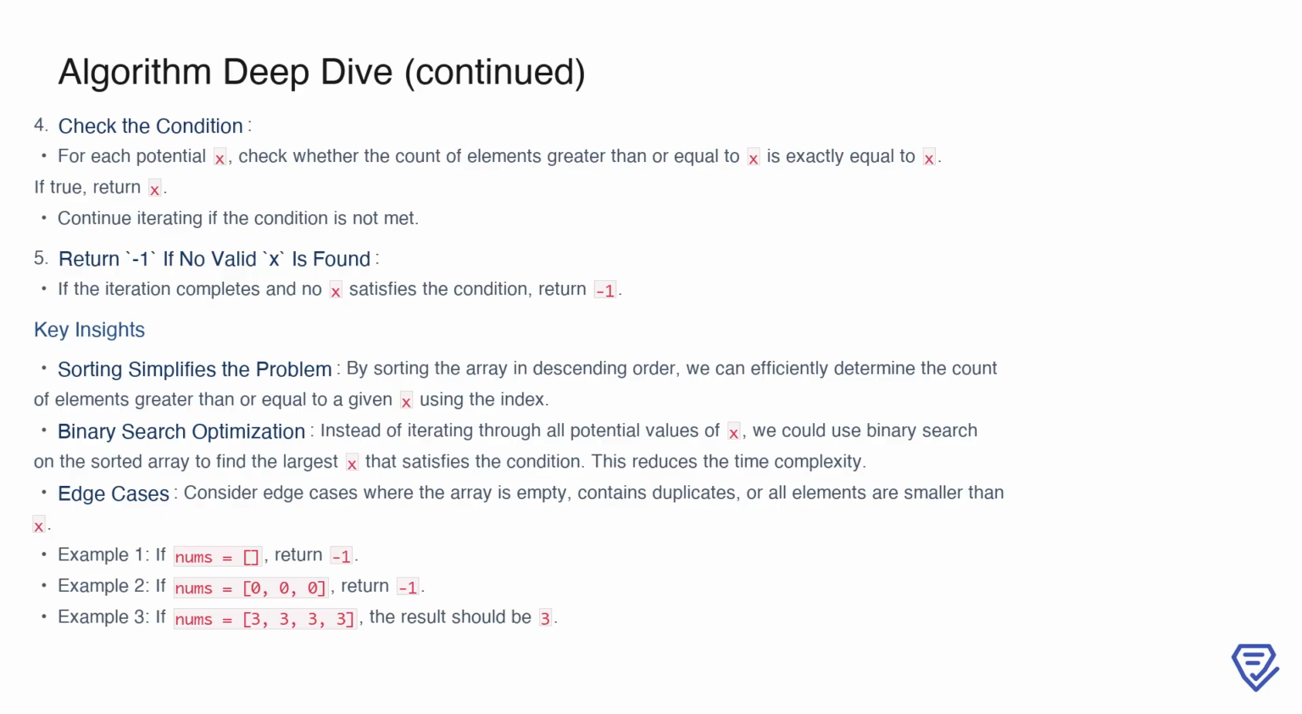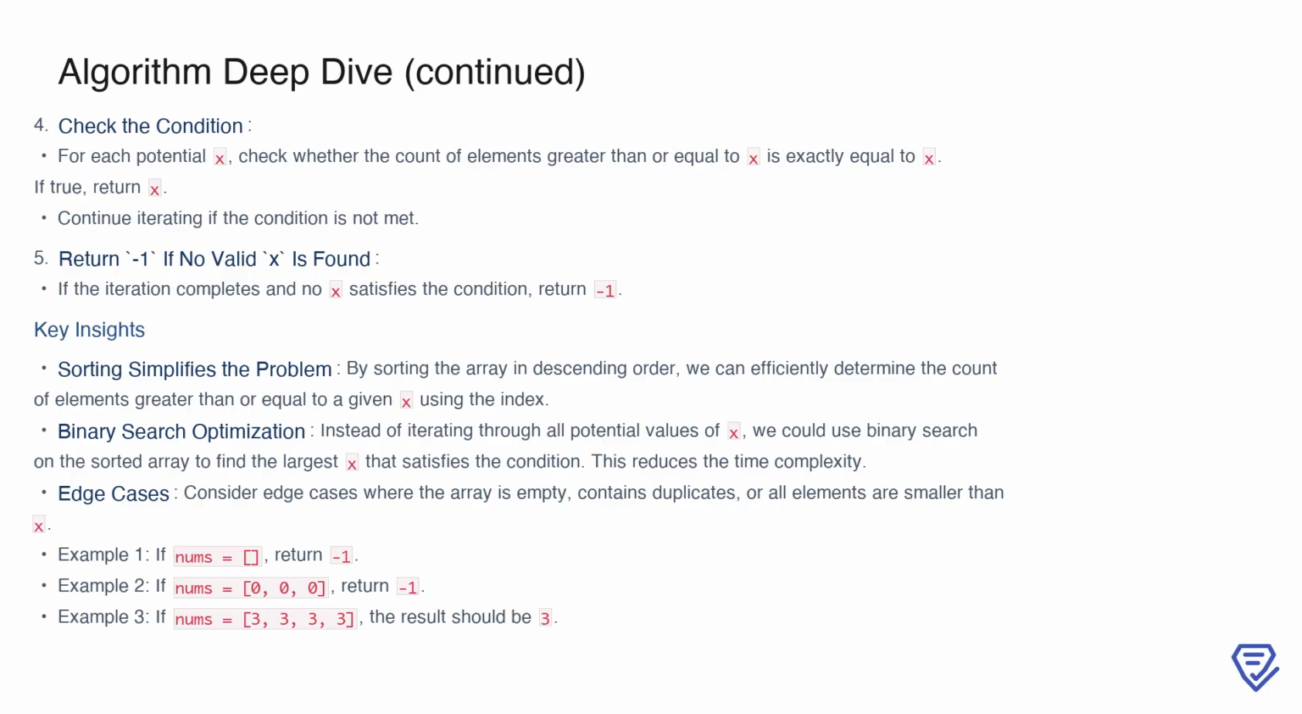Sorting plays a crucial role here because it simplifies the process of counting elements greater than or equal to any given value. Additionally, we can optimize the solution further using binary search. Instead of iterating through all potential values of x, binary search can help us identify the largest x that satisfies the condition, reducing the computational workload.